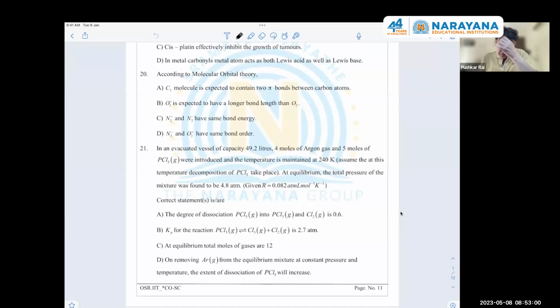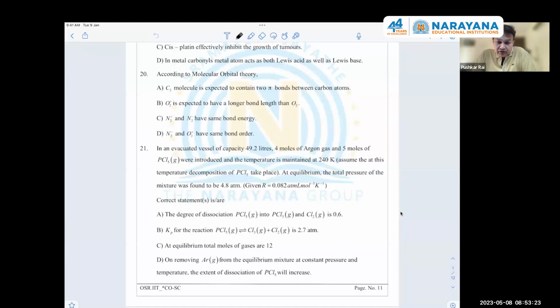Question number 21, do you find any difficulty? I have not solved it. Is anyone finding any difficulty? I'll just tell you the funda of this problem. Frankly, I have not solved it, but I can tell you the argon gas is just there to confuse you. It has nothing to do with anything. And a very important thing is this vessel is of constant volume type. So argon gas is not going to affect it.